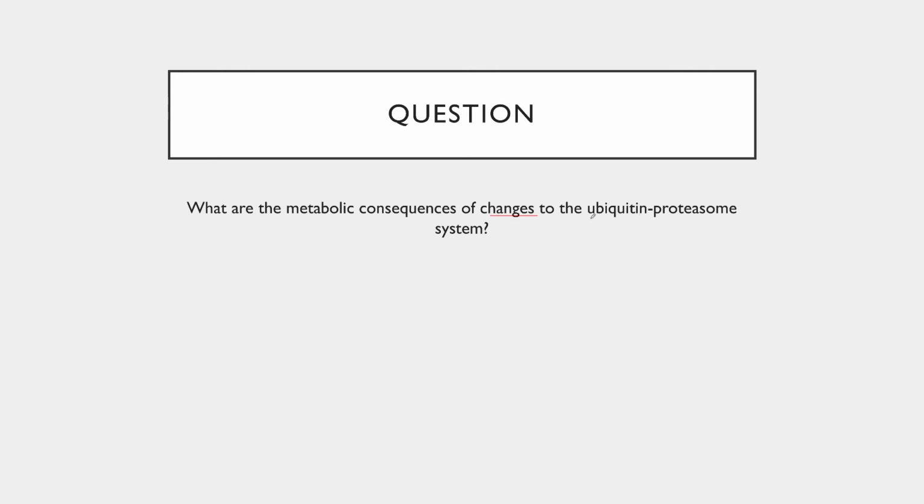First, we need to know what the ubiquitin proteasome system is. And from our HMG-CoA reductase example, we know that tagging a protein with ubiquitin targets it to the proteasome, where that enzyme or protein will be degraded. And we're asking the general question about changes. So we could envision two general types of changes to this system.